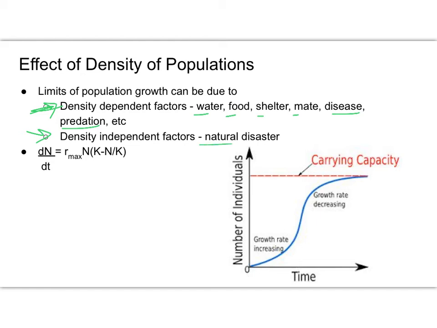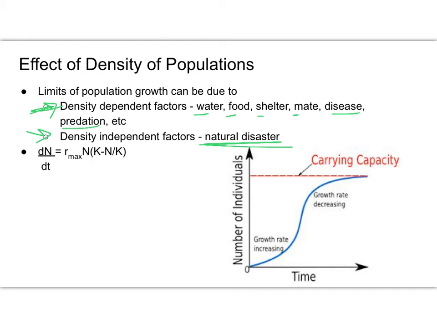Our most common examples of these are things like natural disasters. A forest fire, lightning strikes and starts a forest fire. The lightning didn't care. It's not more likely to start a forest fire in an area where there's more deer versus few deer. It doesn't matter about the density of the organisms. A tornado coming through. Again, the tornado isn't choosy about whether it's a densely populated city or a rural field.